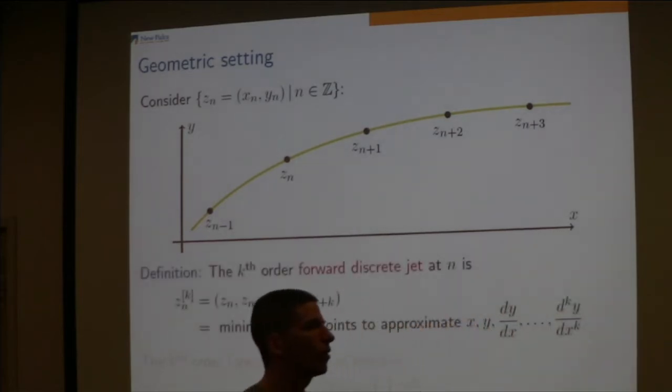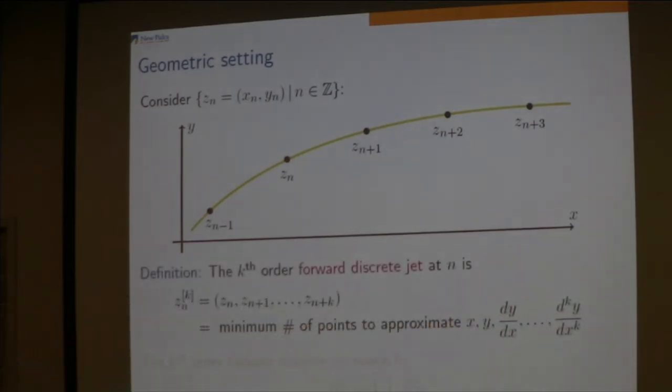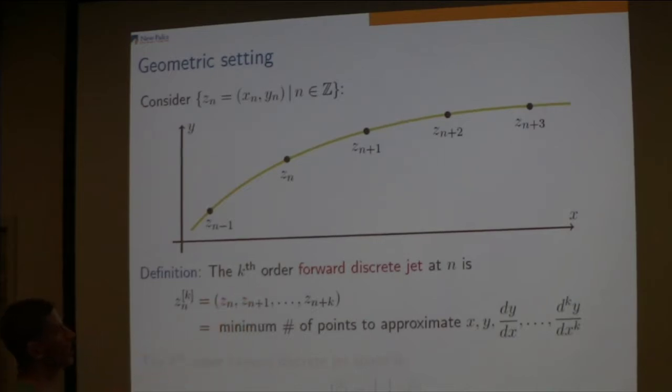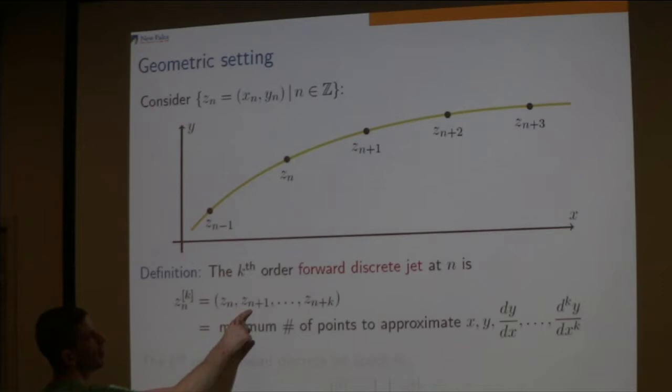And then for convenience, we will do the following. We'll introduce the kth order forward discrete jet at an index n. The notation will be z subscript n, superscript k, and it's just a way to collect points together. It will be the points z_{n+1} up to z_{n+k}.